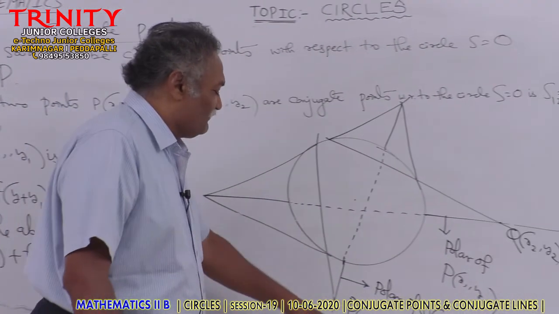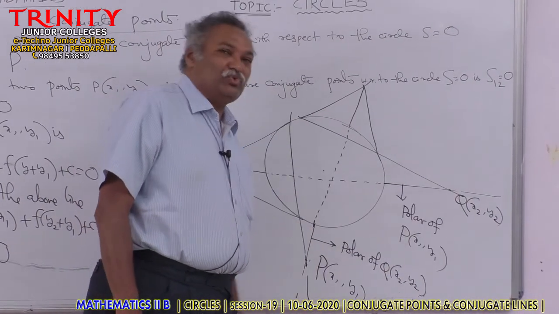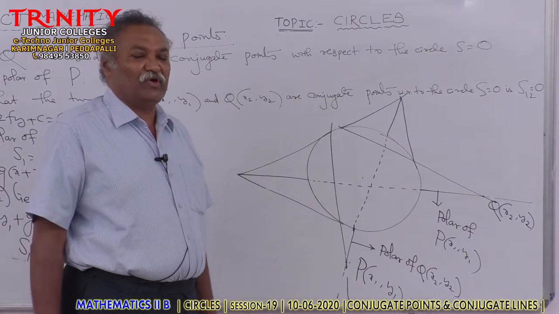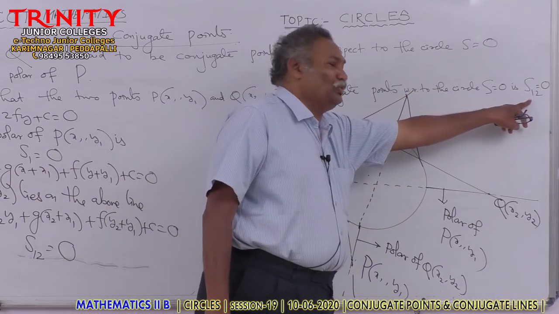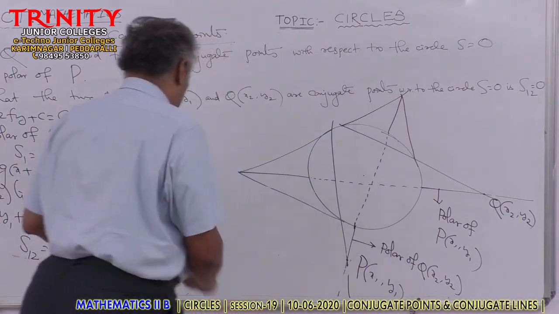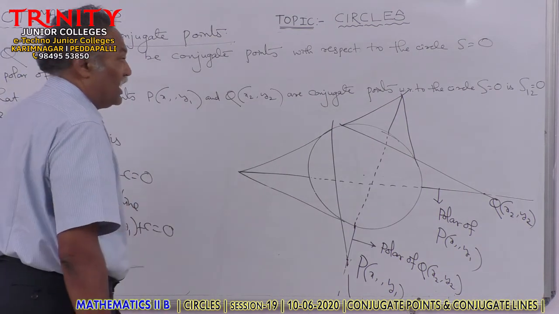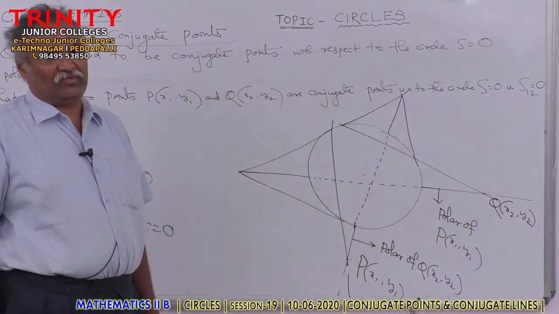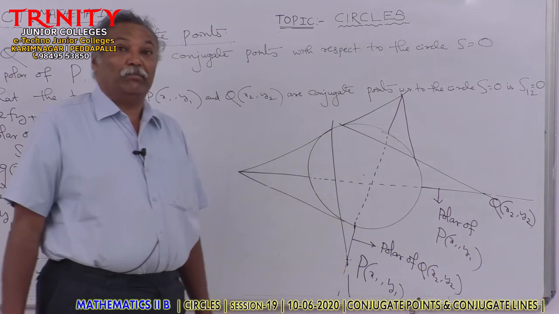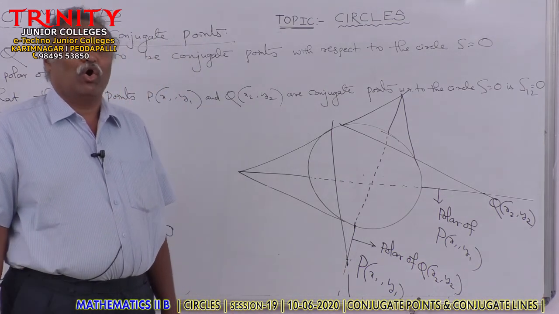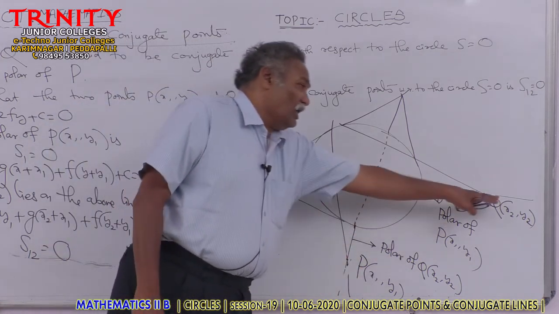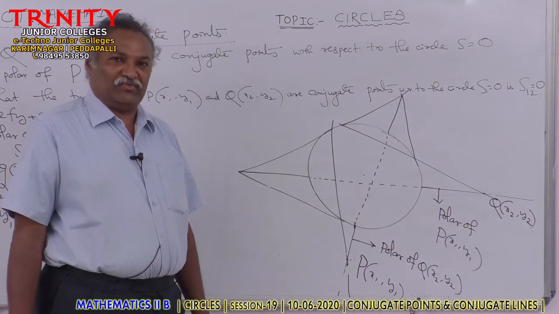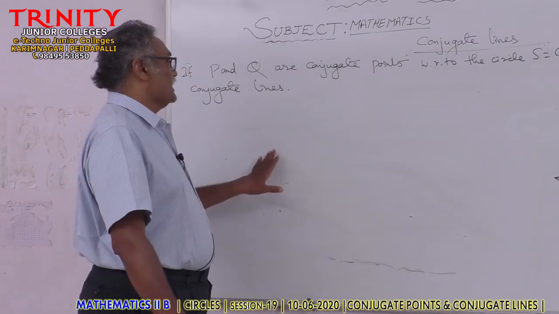Here, if P of x1 comma y1, Q of x2 comma y2 are conjugate points with respect to the circle S equal to 0, then S12 equals 0. It is the required condition. And these two lines are called conjugate lines. Polar of P and polar of Q are called conjugate lines. These two are conjugate points. These two lines are called conjugate lines. That is the concept.